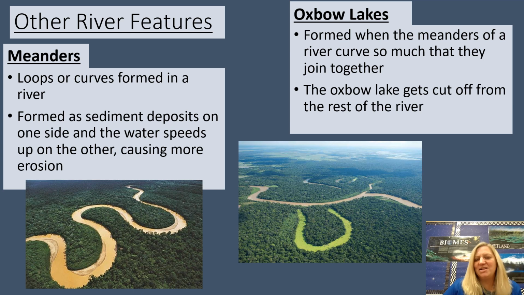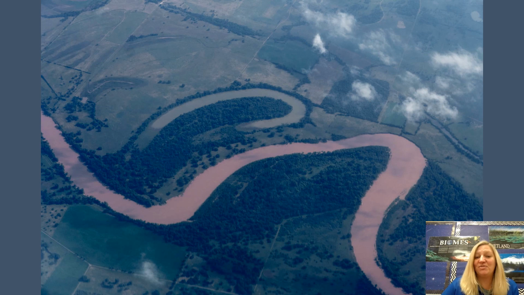The oxbow lakes tend to be devoid of nutrients. There's no new water flowing to them, so they can dry up, or they can be like this one in the picture, full of algae and overgrowth, with no new water supply coming into them. They're not really great areas for swimming or for fish and wildlife. All right, so another picture of what an oxbow lake looks like. You can see this one is starting to dry up. It's not as long as it used to be.